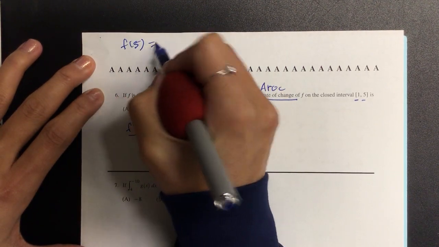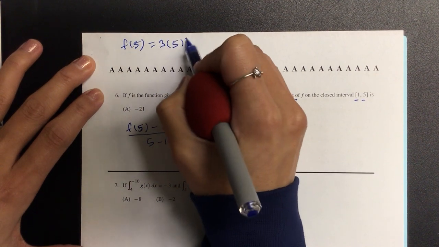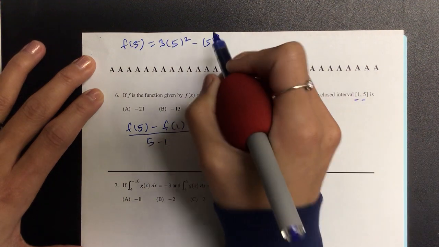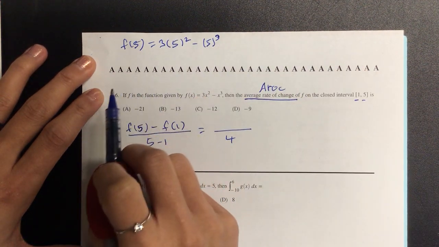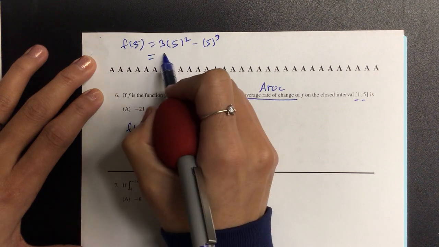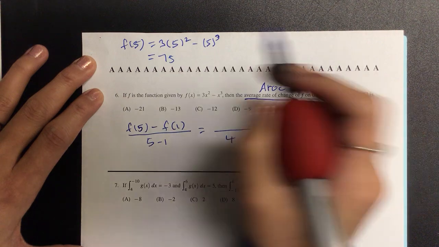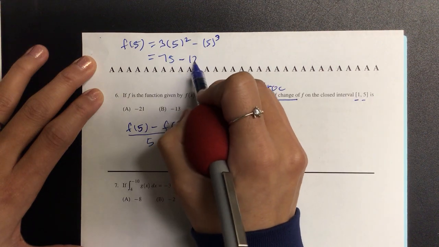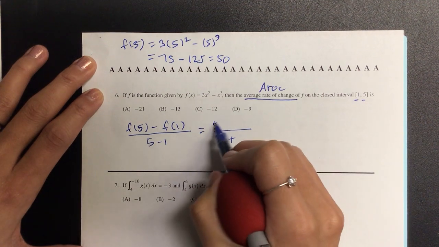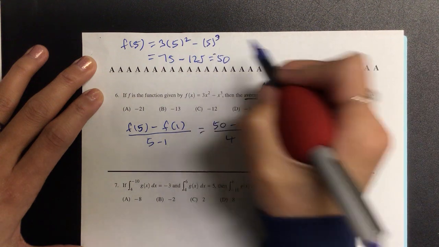F of 5. They gave us a function, so let's write in 3 times 5 squared minus 5 cubed. I think I'm going to do the first part in one go. What is 25 times 3? 75. And we know 5 to the power of 3 is 125. Very good. So that first part is negative 50, and that's our first numerator.